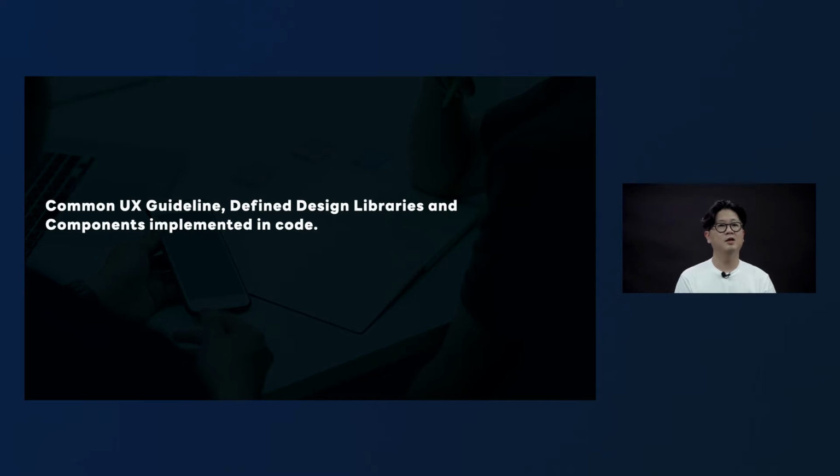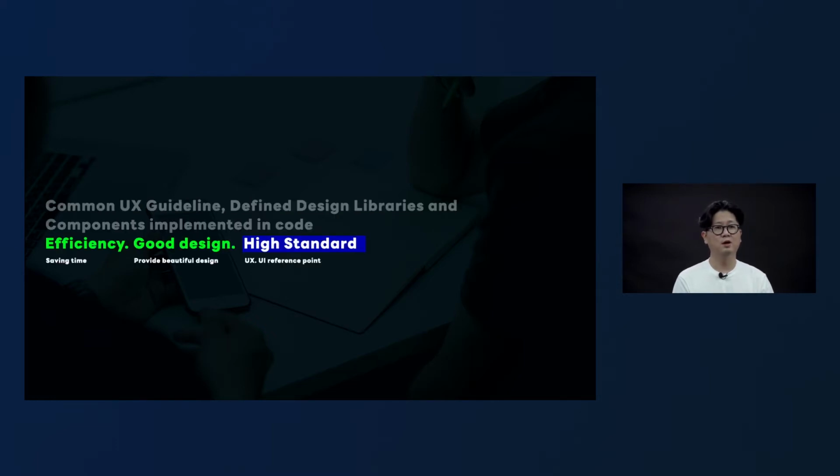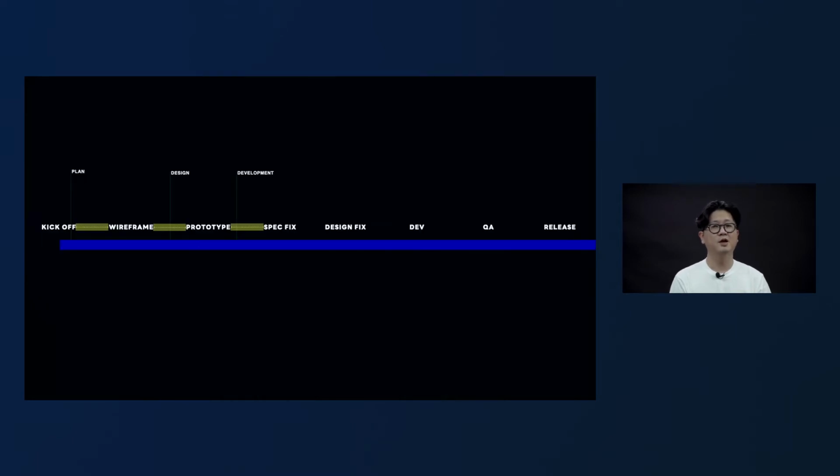Design libraries for product designers and common UX guidelines for planners and UX designers. And creating UI components with code for developers that can reduce wasted development resources can improve our work efficiency and provide consistent UI and UX to Line products. Efficiency, good design, high standard were the 3 objectives that we set. And we started building the design system.